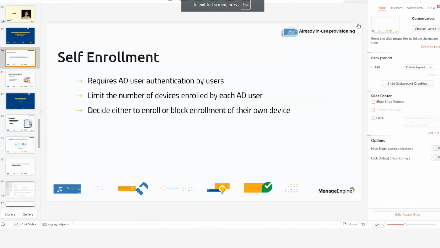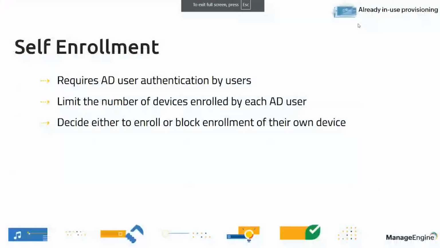So here, as I mentioned, the users will have to authenticate themselves through their AD credentials. So that is a mandatory workflow. So it's like a prerequisite. And in this enrollment method, you will also get the option to limit the number of devices enrolled by each user. So for example, someone from the top management may have multiple devices that are provided by the organization. Maybe someone at the lower level will have only one device. So if you want to limit the number of devices for each user, that is possible.